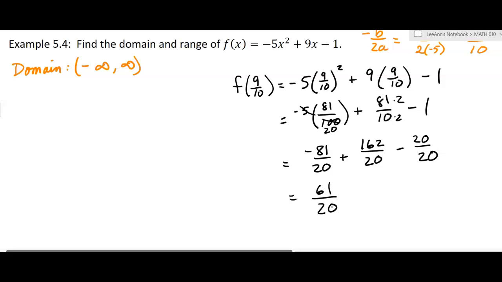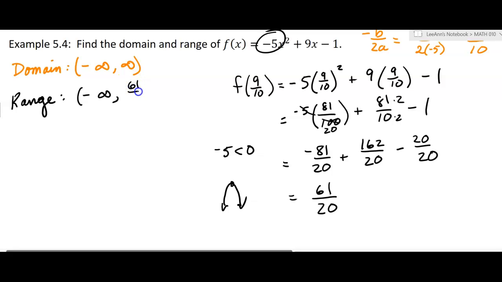All right, so now, is my parabola right side up or upside down? Well, this is going to be an upside down parabola, right? Because negative 5 is less than 0. Okay, so it's going to be this case. And so my range is going to be from negative infinity up to 61 over 20. All right.